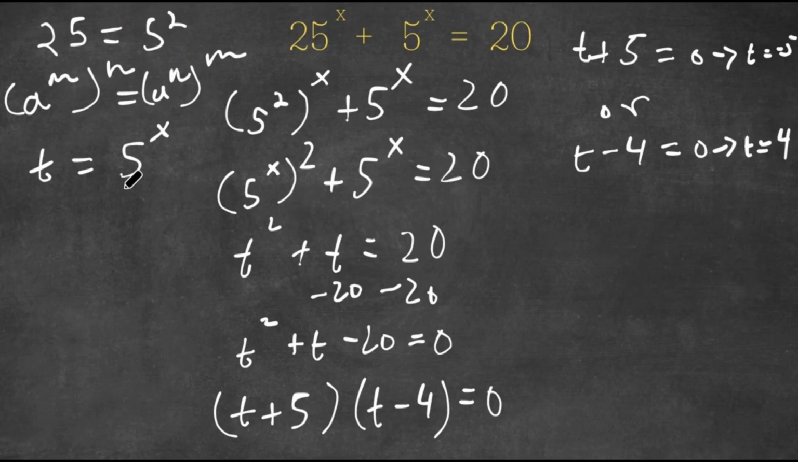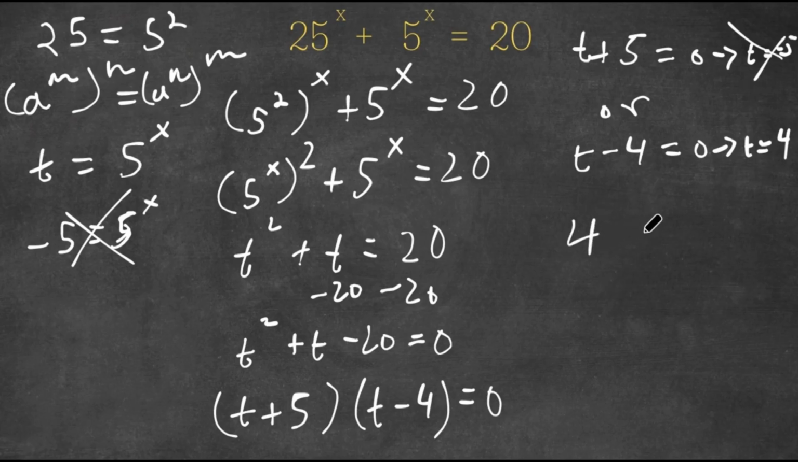So now remember, we set t equal to 5 to the power of x. So let's first try the value t equals negative 5. So if t equals negative 5, then I have negative 5 is equal to 5 to the power of x. And this can actually not be solved. This actually has no solution because you can't take a power of a positive number and make it negative. So this is wrong, meaning t equals negative 5 is wrong. So that means that we are simply left with t equals 4.